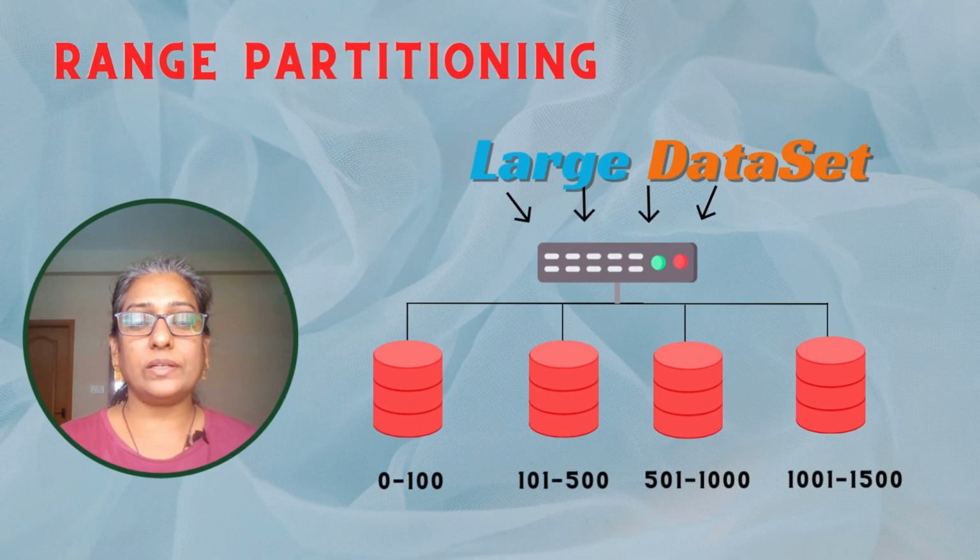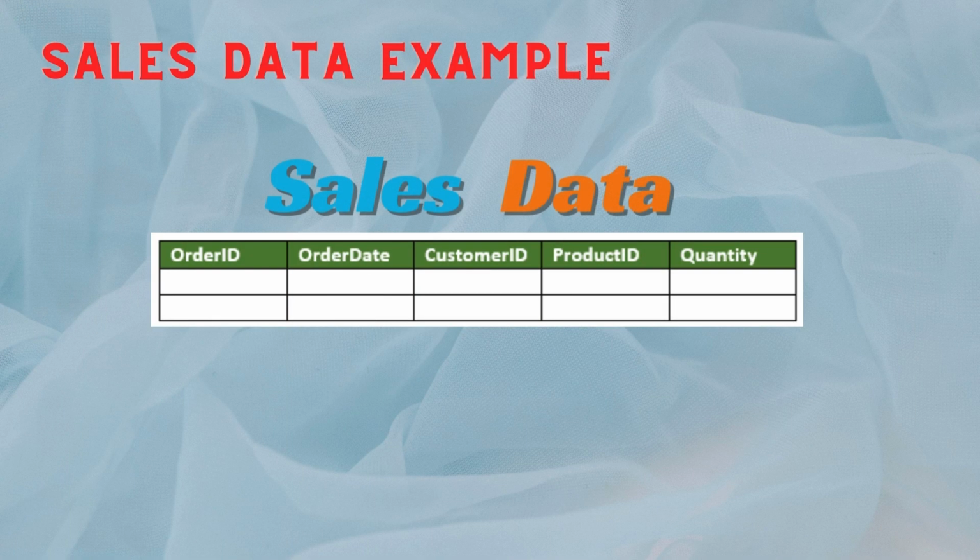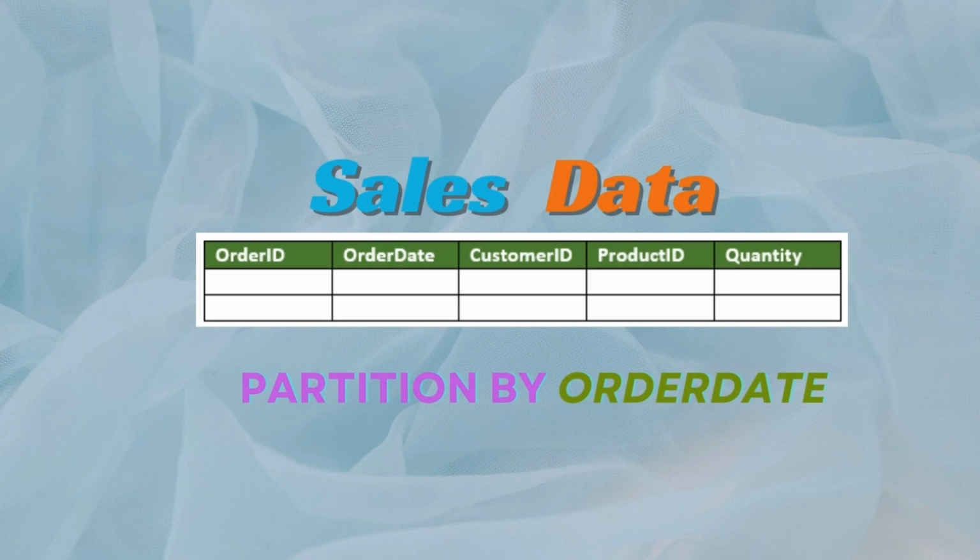In range partitioning, data is divided into partitions based on a specific range criteria. Each partition then contains a predefined range of values. Let's consider an example of range partitioning in the context of a sales database. We have a table named sales data with columns order ID, order date, customer ID, product ID, and quantity. To apply range partitioning, we divide the sales data table based on the order date column, which shows when each order was placed. Here is how we split the data into three partitions.